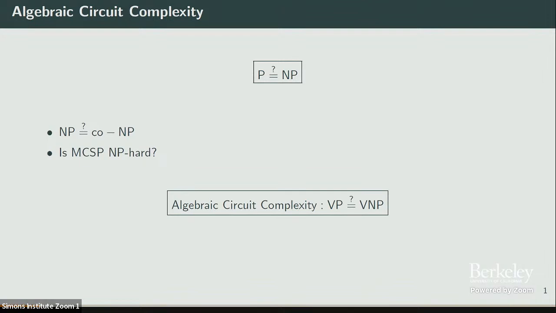Similarly, in algebraic circuit complexity, we want to attack the P versus NP question by asking the VP versus VNP question. And in particular, it's a natural stepping stone, because if you believe that P is not equal to NP, then under GRH, we also believe that VP is not equal to VNP, and it is therefore a much simpler question. And that's the central goal of algebraic circuit complexity.